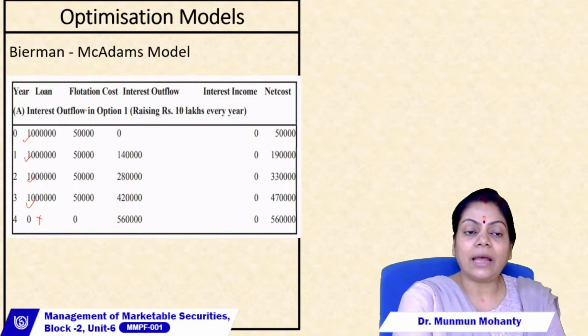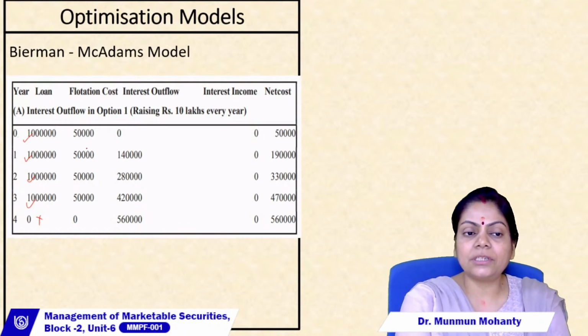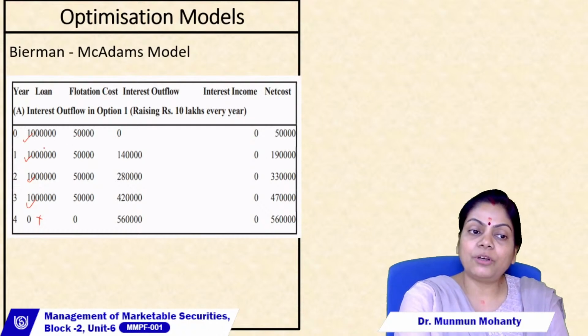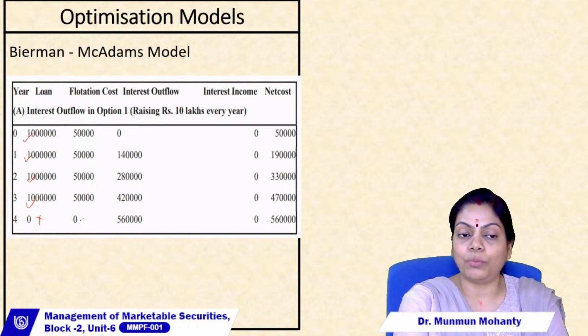And as I said, the flotation cost is fixed. So every year I am going to spend 50,000 rupees as the flotation cost. So this is my cash outflow. It is my expense. So every year, because I'm raising in advance, this year I'll pay 50,000. And in the last year there is no raising of capital, so no money.